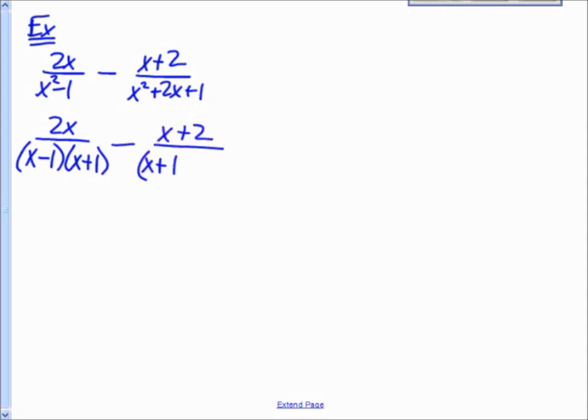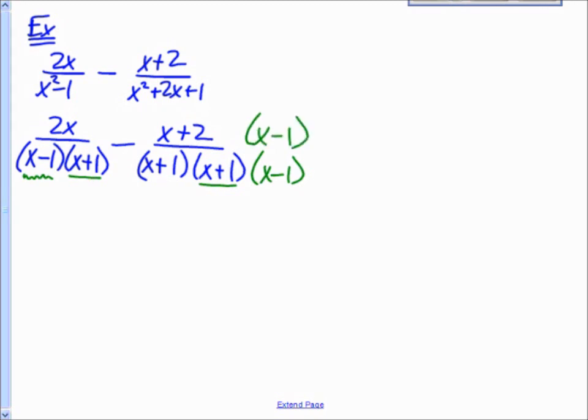Put that one in factored form. Now you can compare denominators. Okay, you notice that they both have an x plus 1, don't they? x plus 1, x plus 1. Perfect. But the left-hand side has an x minus 1, whereas the right-hand side does not, so I give it an x minus 1.